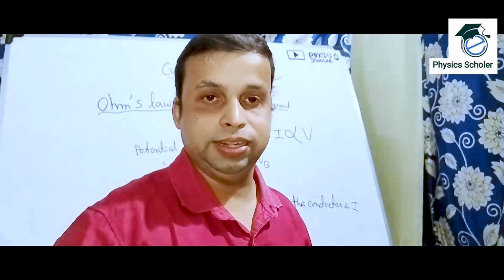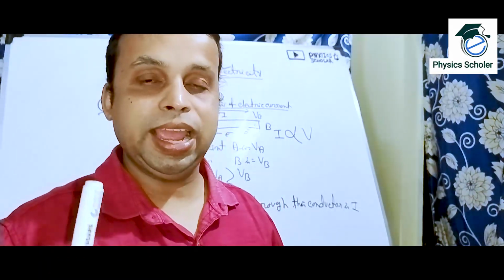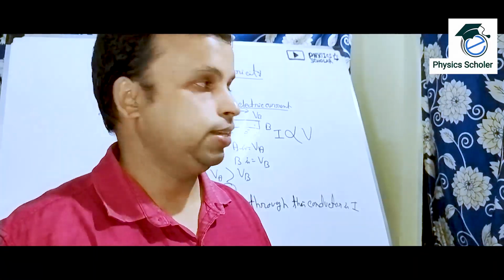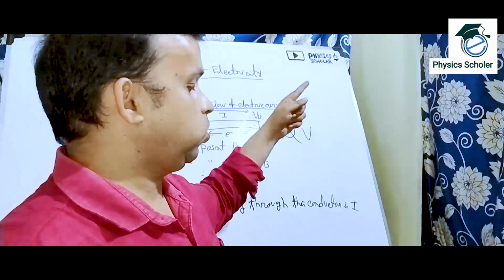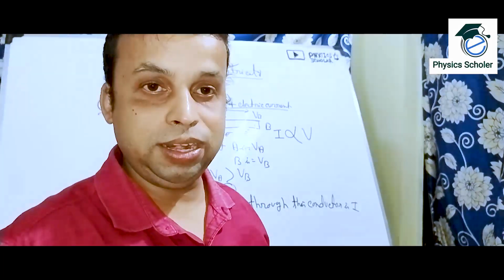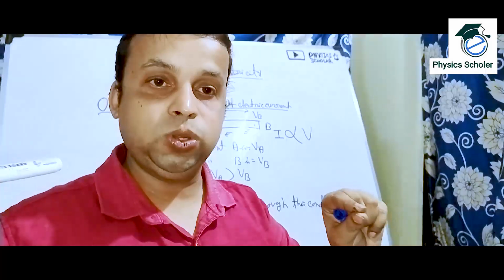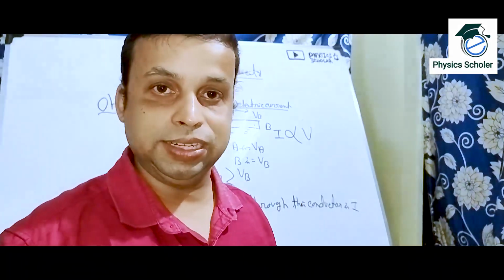I am telling once again. If temperature and other physical conditions for a conductor remain constant, then the flow of current through the conductor will be directly proportional to the potential difference across the 2 terminals or 2 points of that particular conductor.